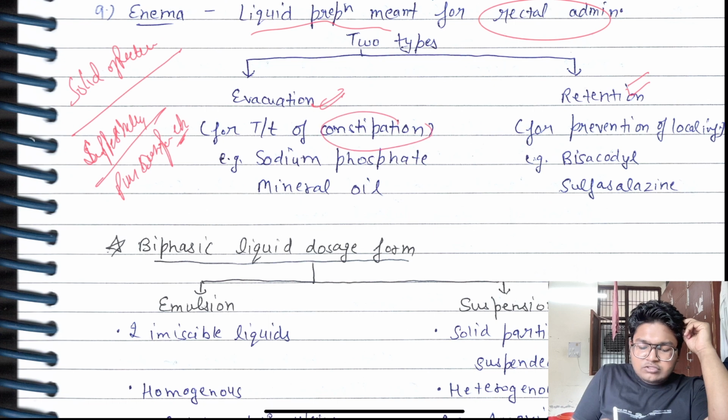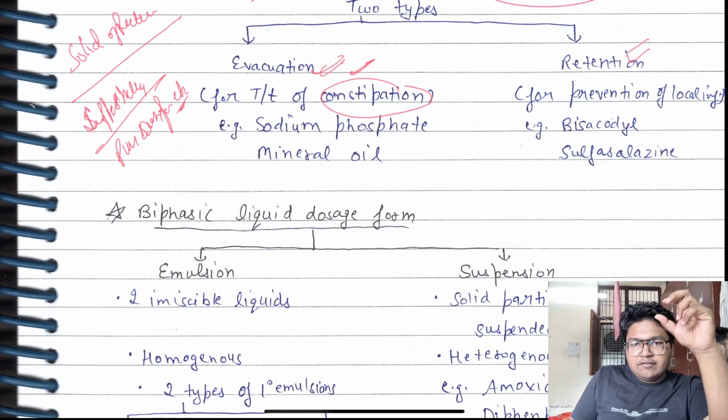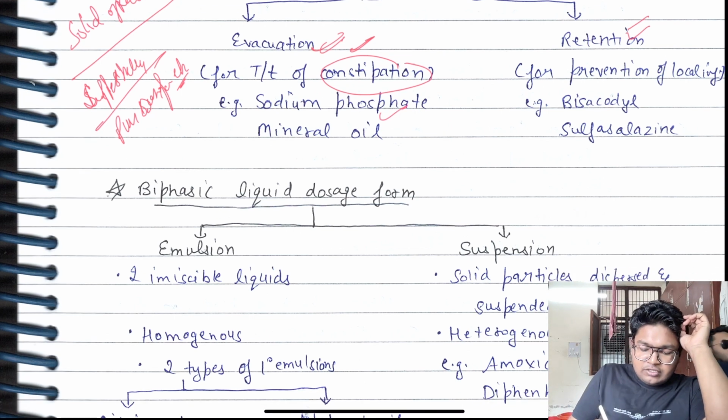Evacuation enema is treatment for constipation. You can conclude from the name only. Evacuate. We have to evacuate the constipation. Retention is for prevention of local injury. We have to retain it. We don't have to evacuate, we only have to treat the injuries. Sodium phosphate, mineral oil for evacuation, and in retention, bisacodyl, sulfasalazine.